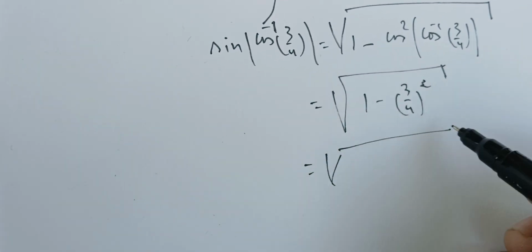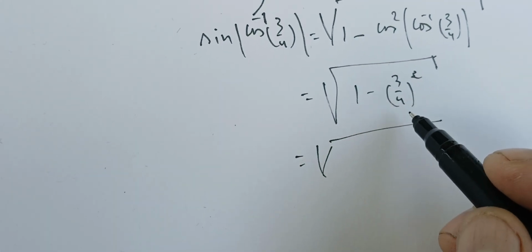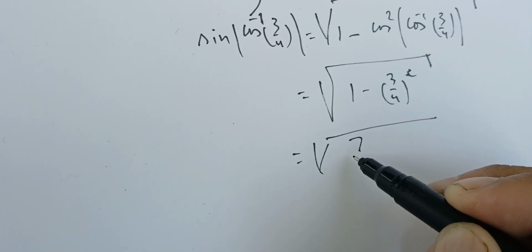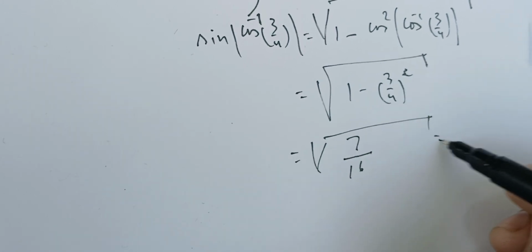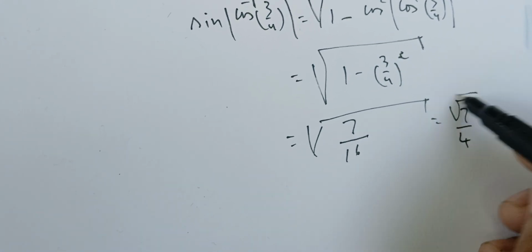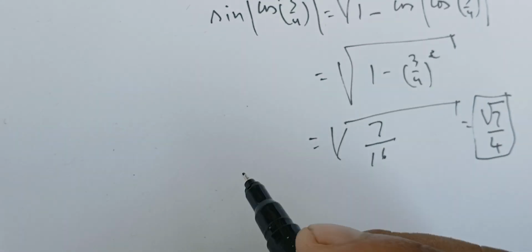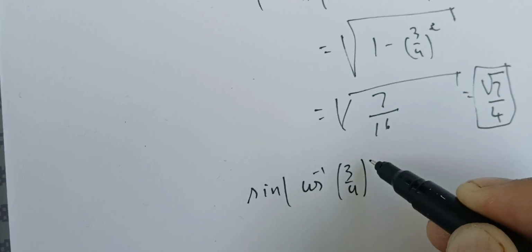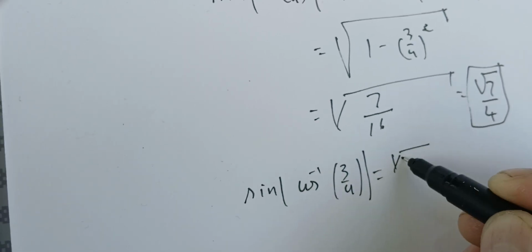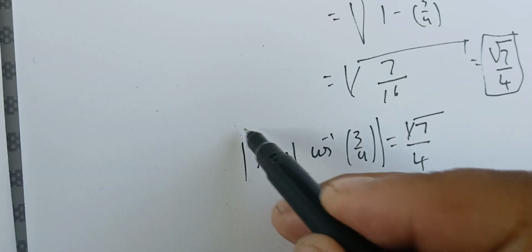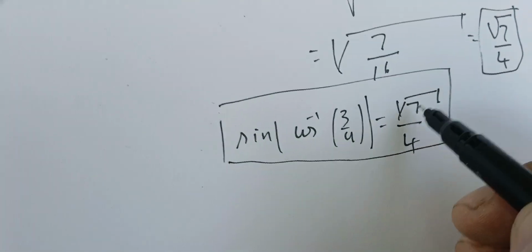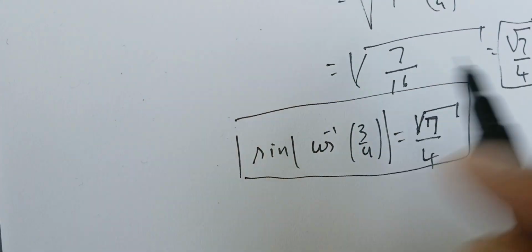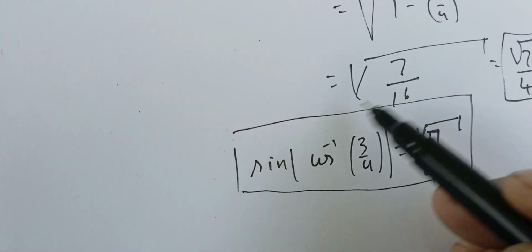And if we do some computation, we're going to get 16 minus 9, which is 7 over 16. And this is going to give us the square root of 7 over 4. And therefore, the sine of the cosine inverse of 3 over 4 is just the square root of 7 over 4. I don't need to simplify anything. This is the exact value of this angle.